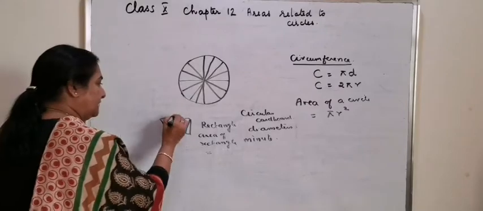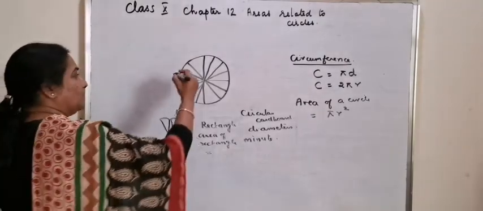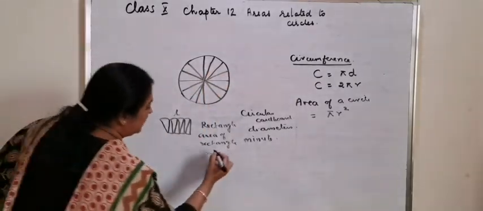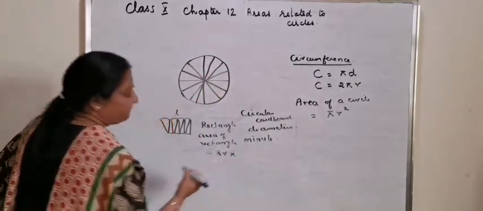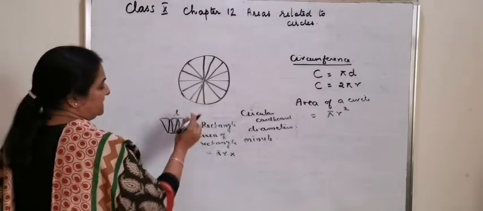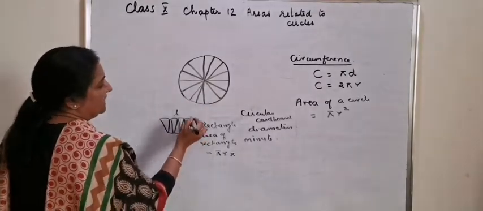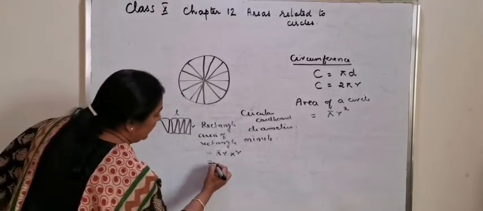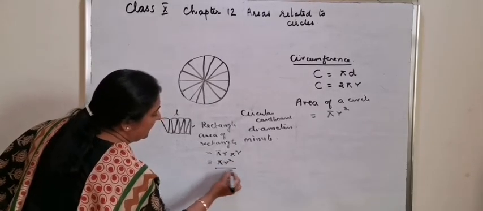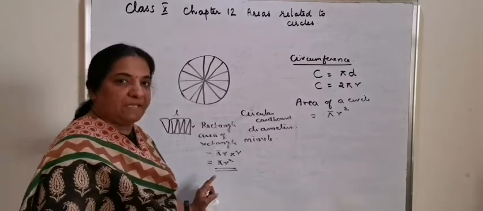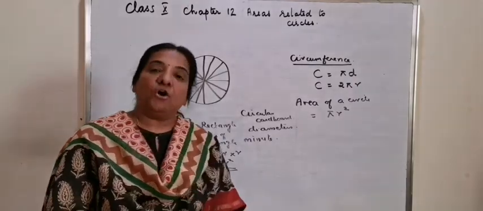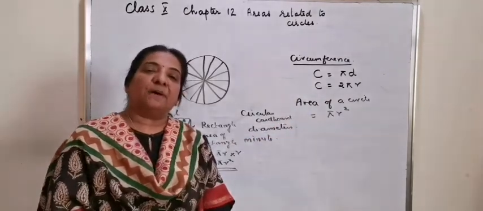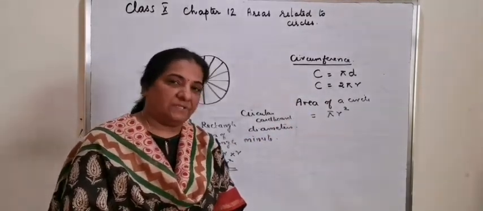Now, the length of the rectangle will be half of the circumference, or it is pi r, and the breadth will be taken as the radius of the circle, so the area of the rectangle will be pi r squared, which will be the area of the circle also. Thus, area of a circle is equal to pi r squared has been derived.